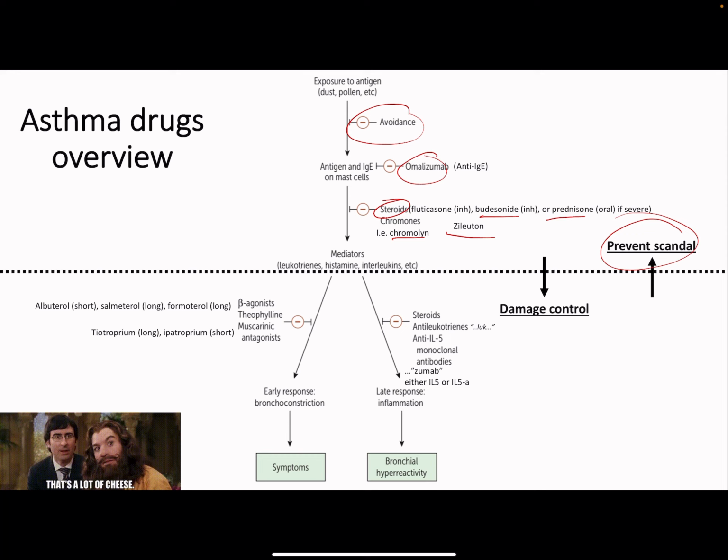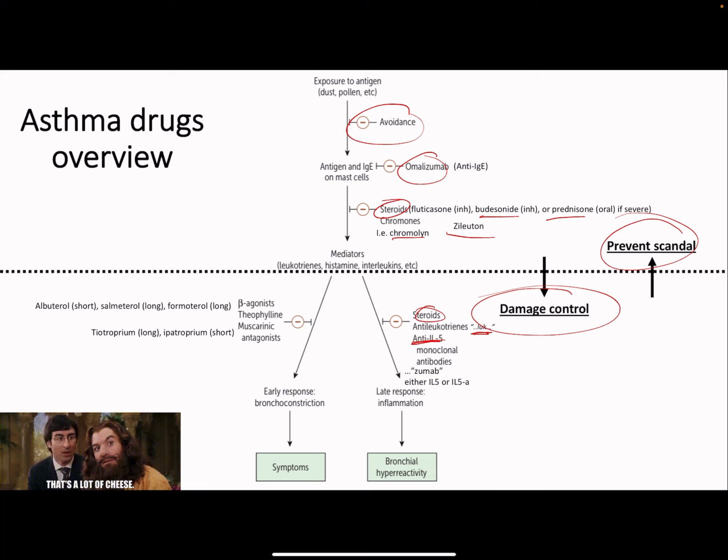So this is the preventing scandal side. Everything below is going to be damage control. So cat's out of the bag, but now we just want to mitigate any harm that's done. So you could continue providing steroids, ramping down the immune system, inhibiting cytokines. You could also, maybe there's leukotrienes that have been produced, but the monoclonal antibodies will block the receptors of the leukotrienes. You could also have the zumab anti-IL-5, so we don't get as many eosinophils.